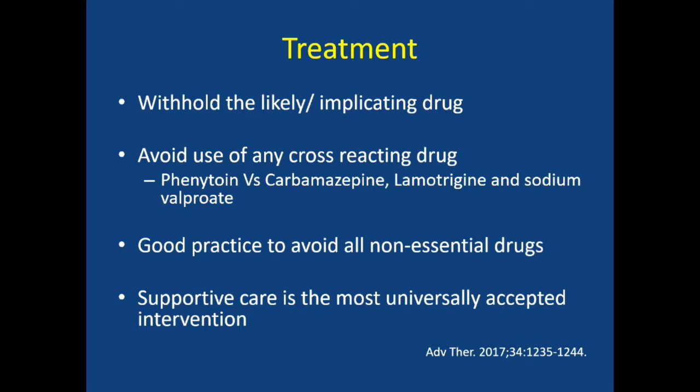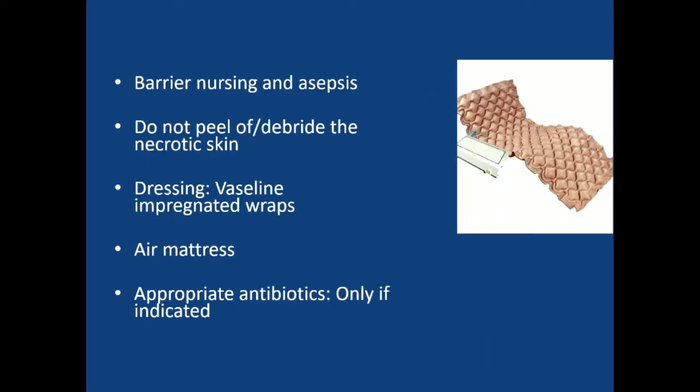So if a patient has SJS-TEN because of phenytoin, you have to know which drugs cross-react with phenytoin. Drugs like carbamazepine, lamotrigine, and sodium valproate should be avoided, and drugs from other groups should be used instead. Supportive care, again, is the most universally accepted intervention. Barrier nursing is very important in such patients because the skin is peeling. The more you handle the patient, the more the skin peels. So minimal handling of the patient, barrier dressing, and asepsis are the cornerstone in the management of acute SJS.